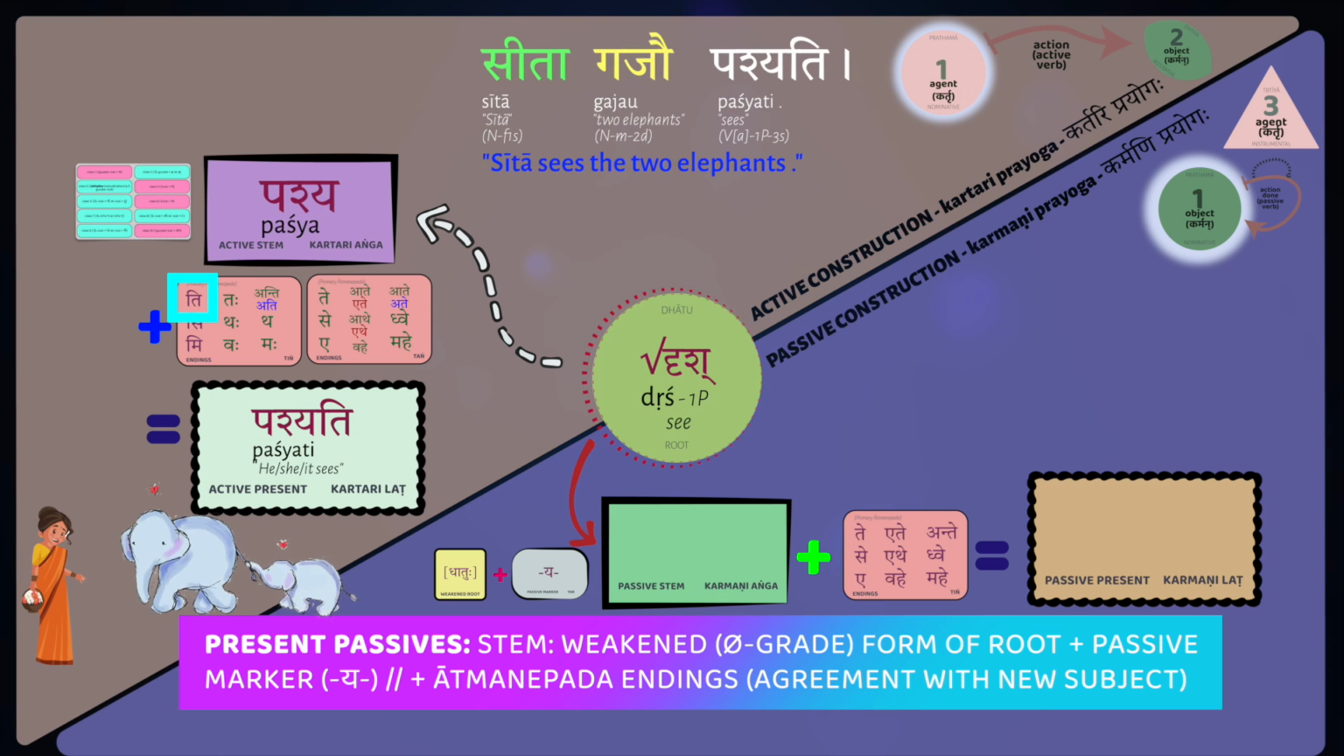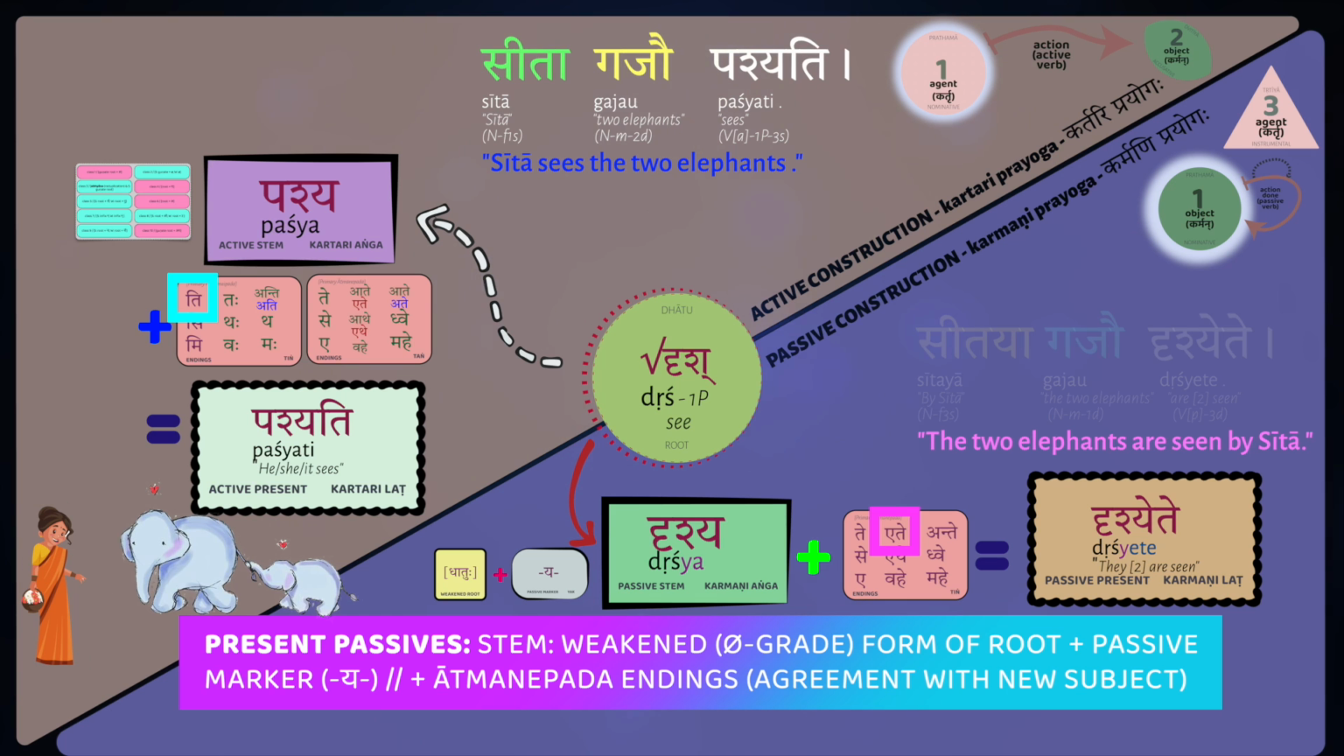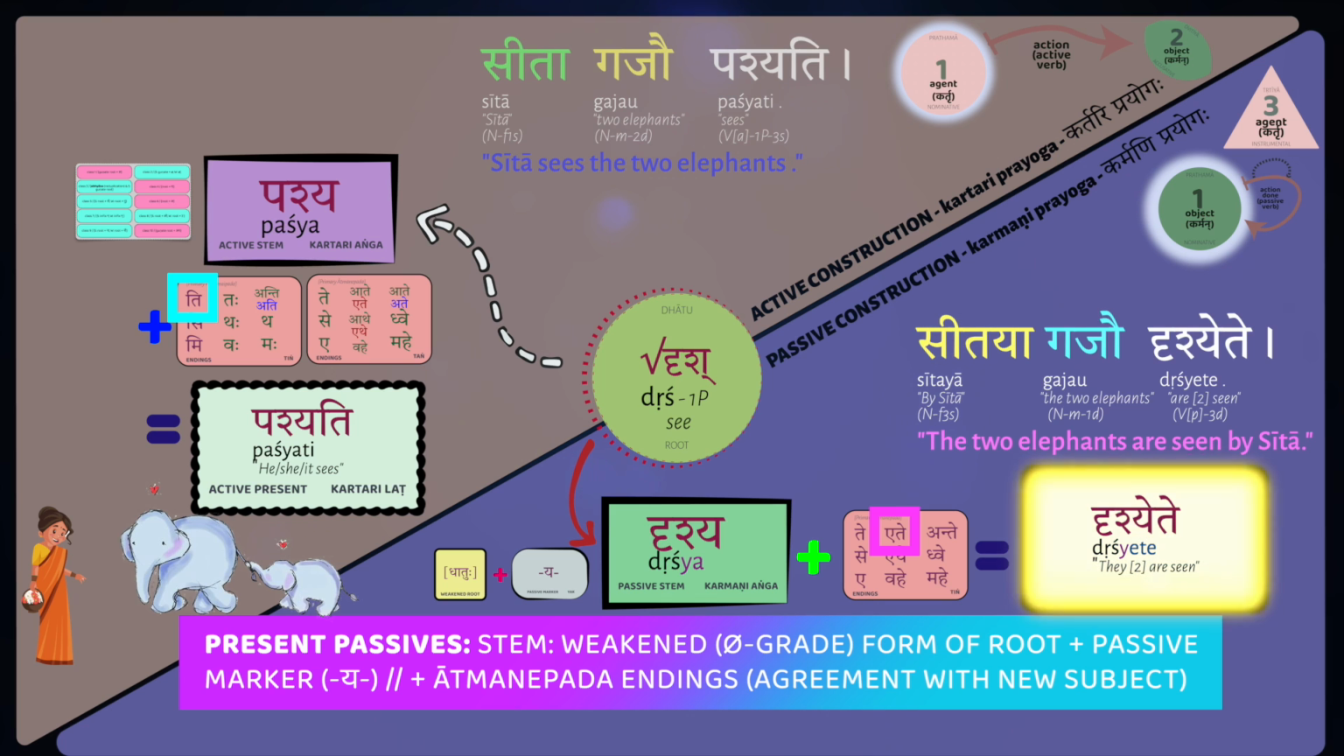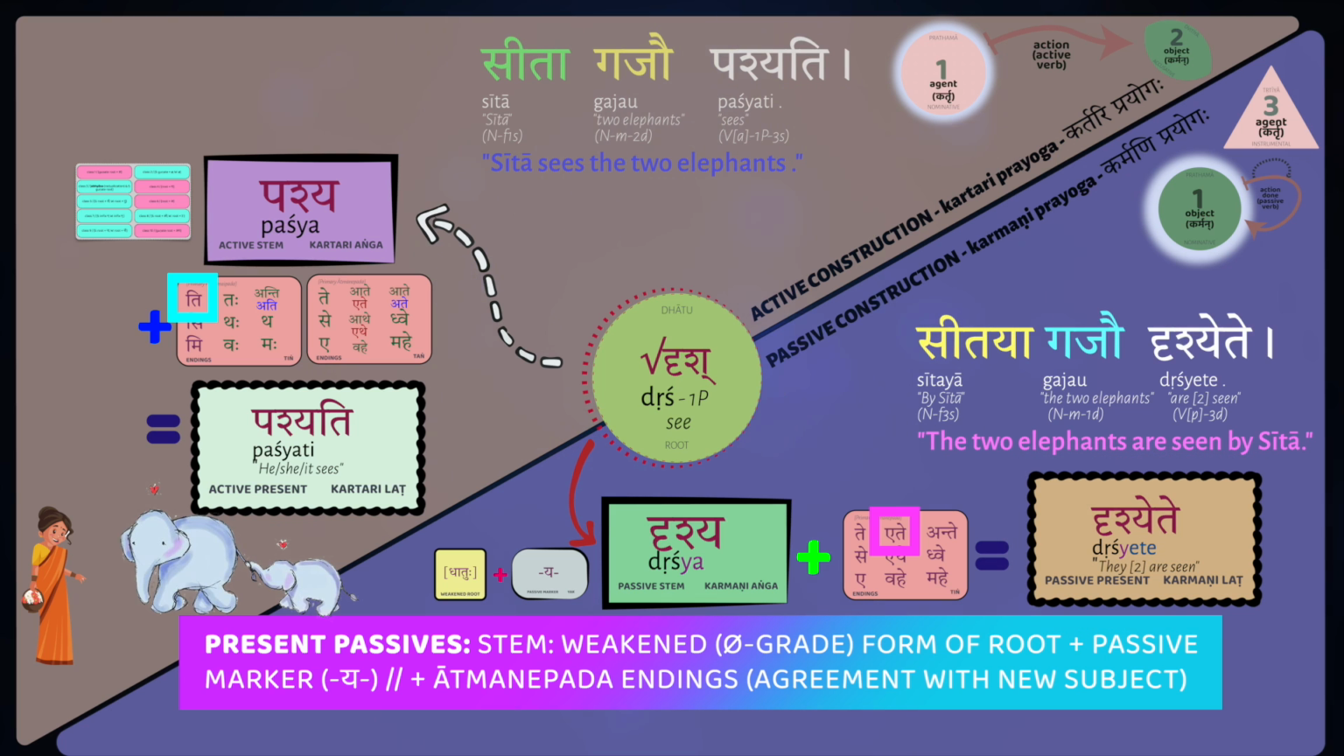Suppose we had Sita gajau pashyati. This means Sita sees the two elephants. The passive construction in English would be expressed as the two elephants are seen by Sita. The root for pashyati, if you remember, is drush, to see. Right? We form our passive stem off of the root drush, not pashya. Right? We'll start with drush, add ya to get our passive stem drushya. Then we add the correct atmanepada ending so that now it has to agree with our new subject, which is the two elephants. So we'll pick the third person dual ending here, ete, and get drushyete. The sentence will be gajau sitaya drushyete. The two elephants are seen by Sita.